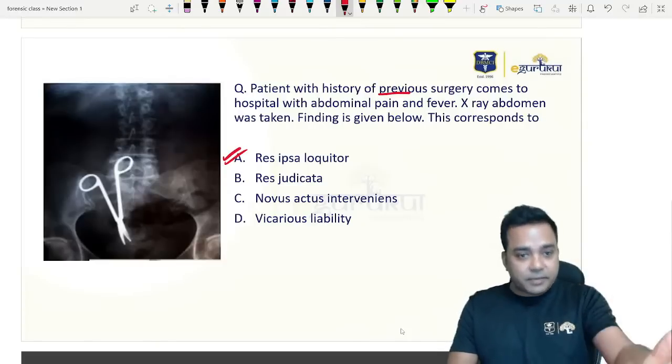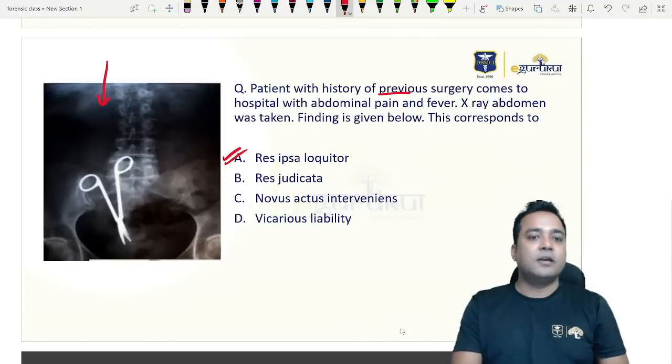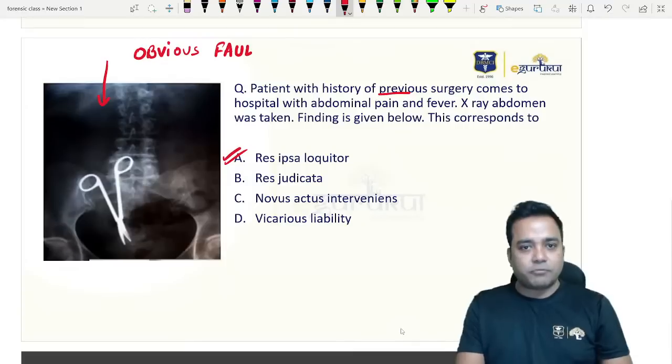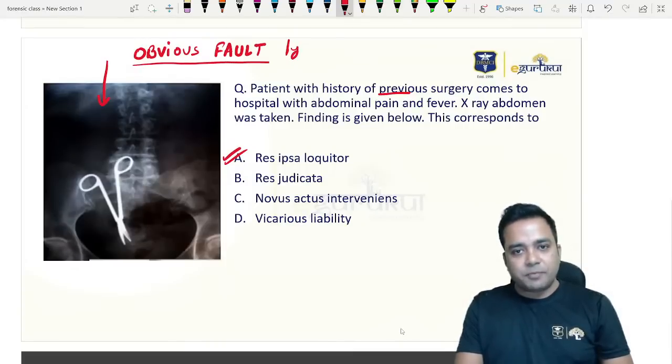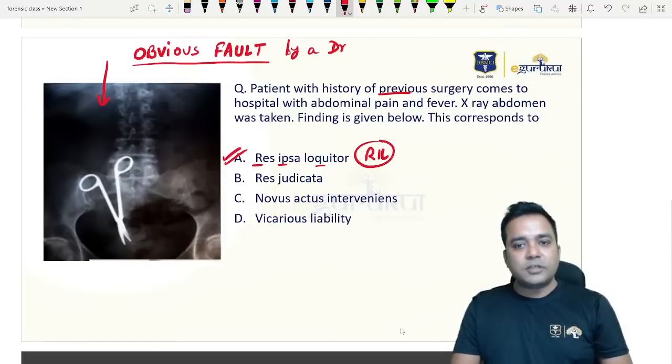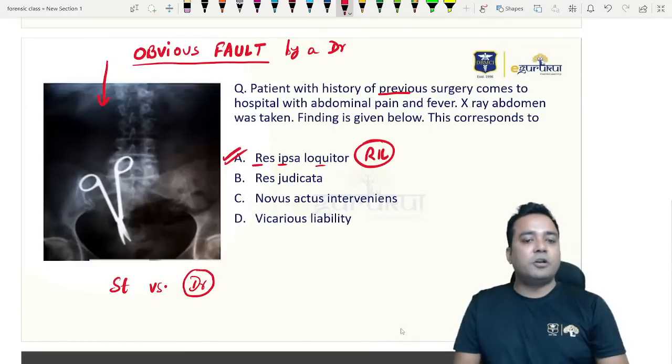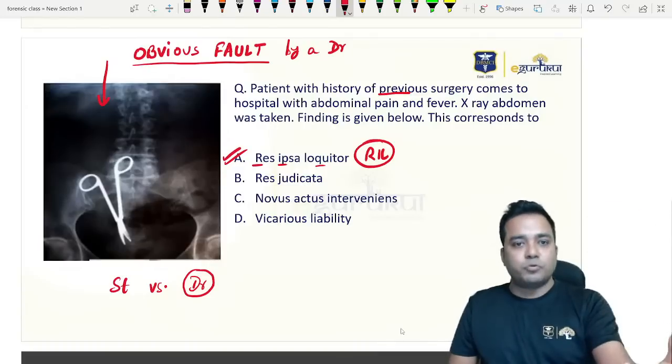What is this? Even a layman will say that the doctor is negligent. So the layman will say, yes, obvious fault has been done by a doctor. Whenever an obvious fault, which can be seen even by a non-medico, has been done by a doctor, which doctrine is applicable? Doctrine of res ipsa loquitur, also called RIL. What is the scenario in RIL? When the matter goes to court, the case will be state versus doctor. The doctor is the accused who has done this obvious fault. Now the burden of proof.